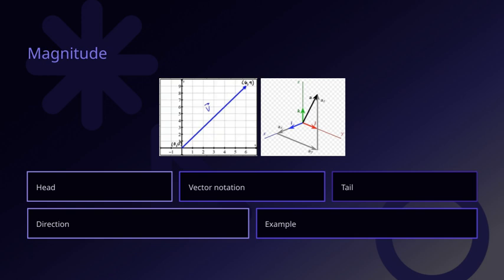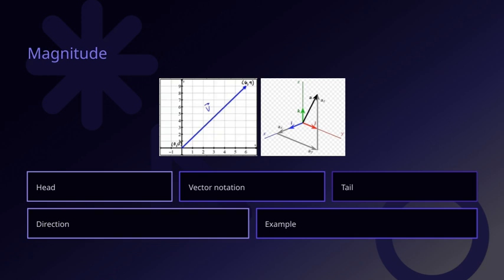Magnitude is the length of the vector, indicating how large or strong it is. It's like the size or intensity of the vector quantity. Recognizing the magnitude alongside the direction gives us a complete picture of the vector's effect. Together, these elements, tail, vector notation, direction, head, and magnitude, form the foundation of understanding vectors.